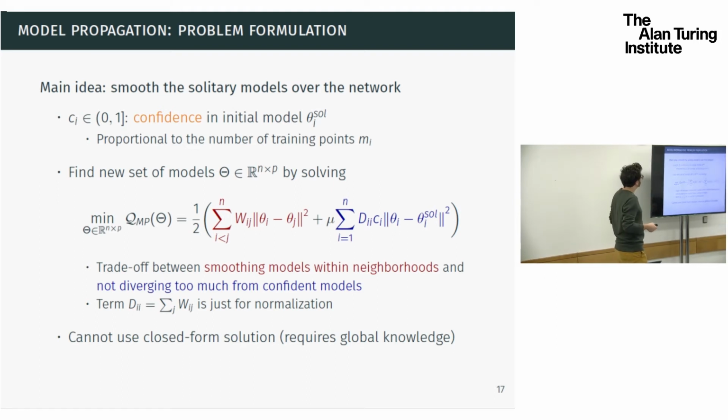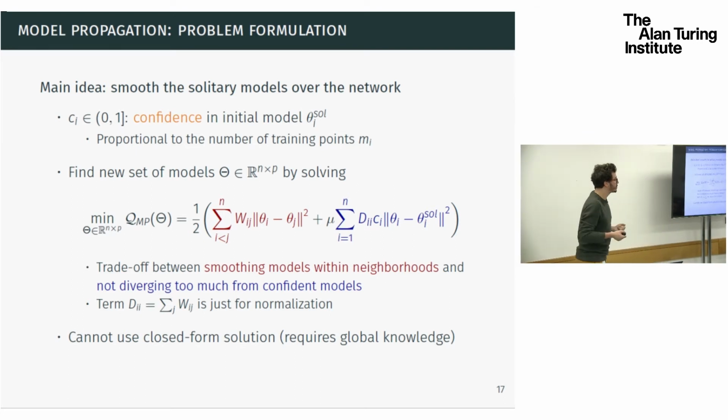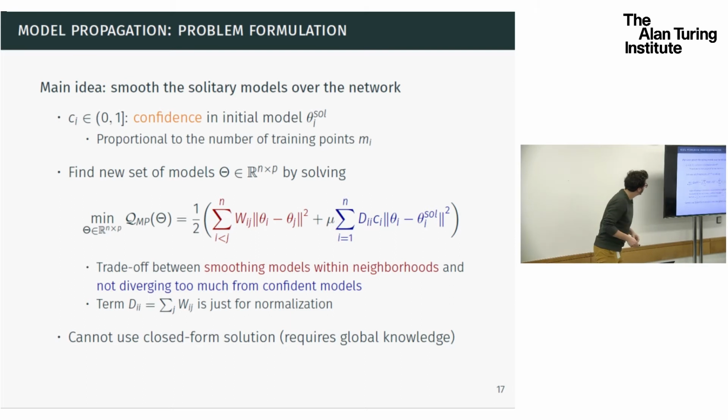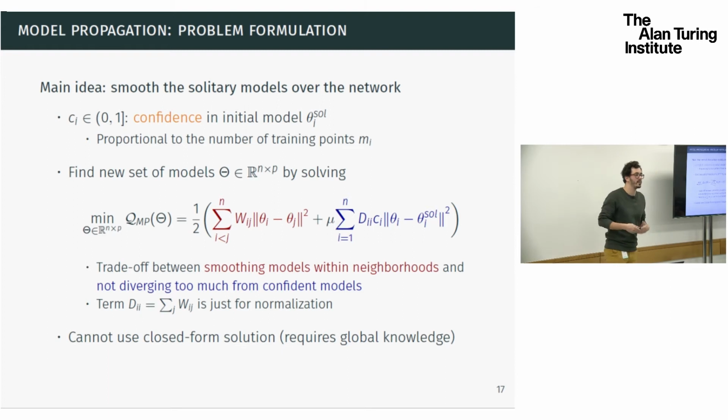The other term is the smoothing term. It says that if w_ij is big, so if the similarity between two users is large, then I want the two models' parameters to be similar in two-norm. For people who are familiar with semi-supervised learning on graphs, this is similar to label propagation approaches, at least for the objective function.